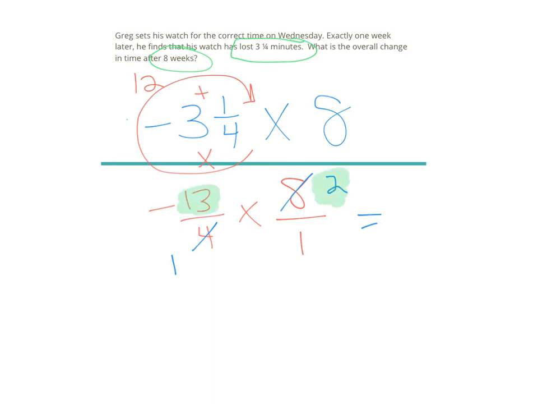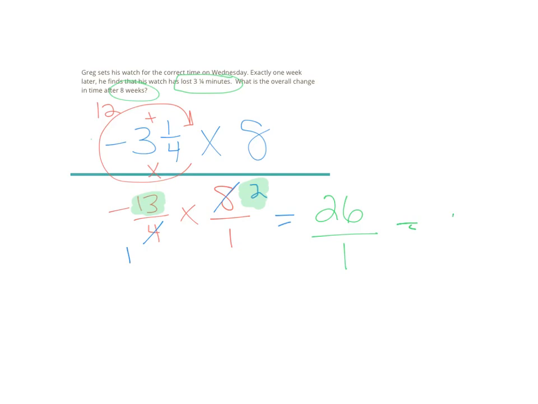Top times top. 13 times 2. 1 times 1. Now, this is going the opposite direction. We stuck a 1 under 8, but now I have a 1 and what do I want to do with it? How many times is 1 going into 26? We know that. When I see the 1 as a denominator, my answer is simply going to be 26.